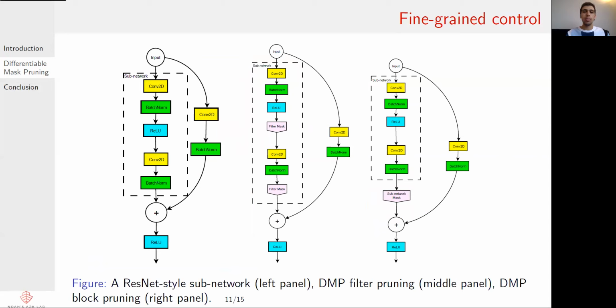Going here to describe how we can plug in the mask function. You can see at the left that we have a ResNet basic block, which is composed of 2 sets of convolution. In the middle, if we wanted to apply filter pruning, we would add a mask after each of those convolutions. However, if we wanted to remove the whole block, we would add a subnetwork mask, which is equivalent to a single number shared across the whole block.